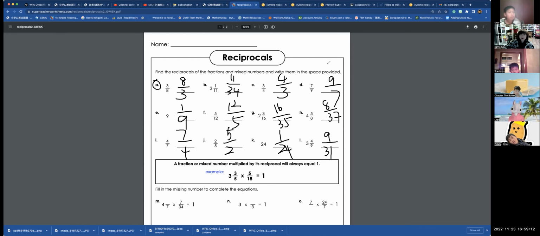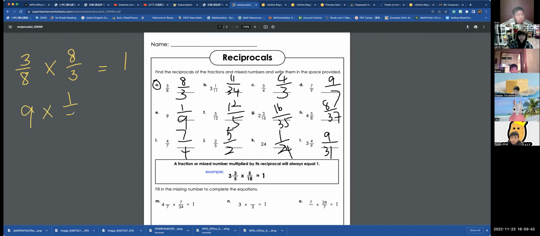Okay, very good. Now there's a very important thing: we're going to learn something different, okay? So Chapter and Ryan, pay attention. What is the reciprocal of one number? For instance, 3/8. The reciprocal is 8/3. If you times them together, what is the answer, everybody? 1.